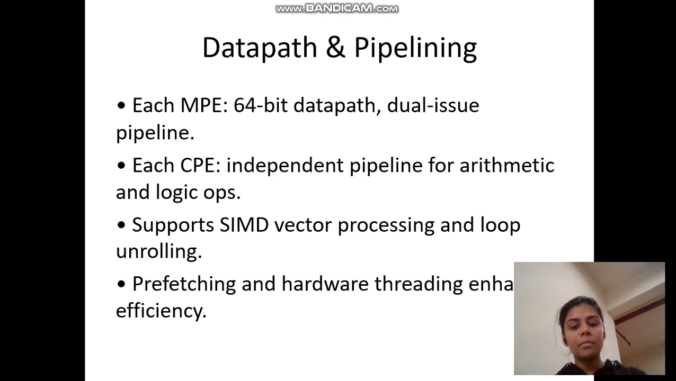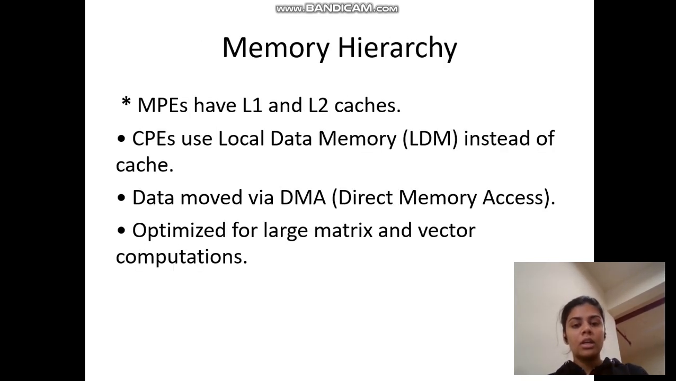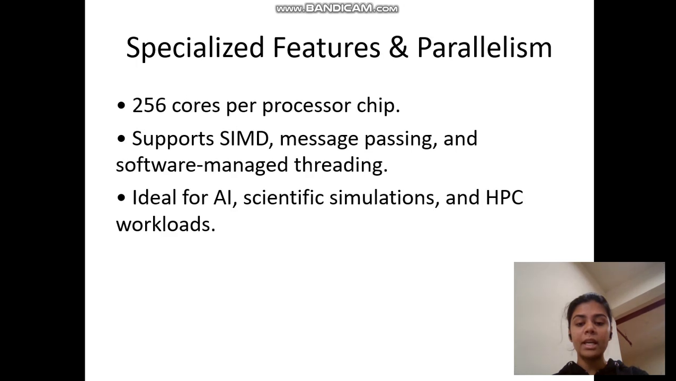Then moving on to memory and features. The memory design is quite unique. The management cores have L1 and L2 caches, but the computing cores use something called local data memory, or LDM, instead of cache. Data moves using direct memory access, DMA, which makes the system faster and avoids delays. The processor supports SIMD, message passing, and multi-threading, which help it perform complex calculations quickly, especially in areas like AI and high performance computing.